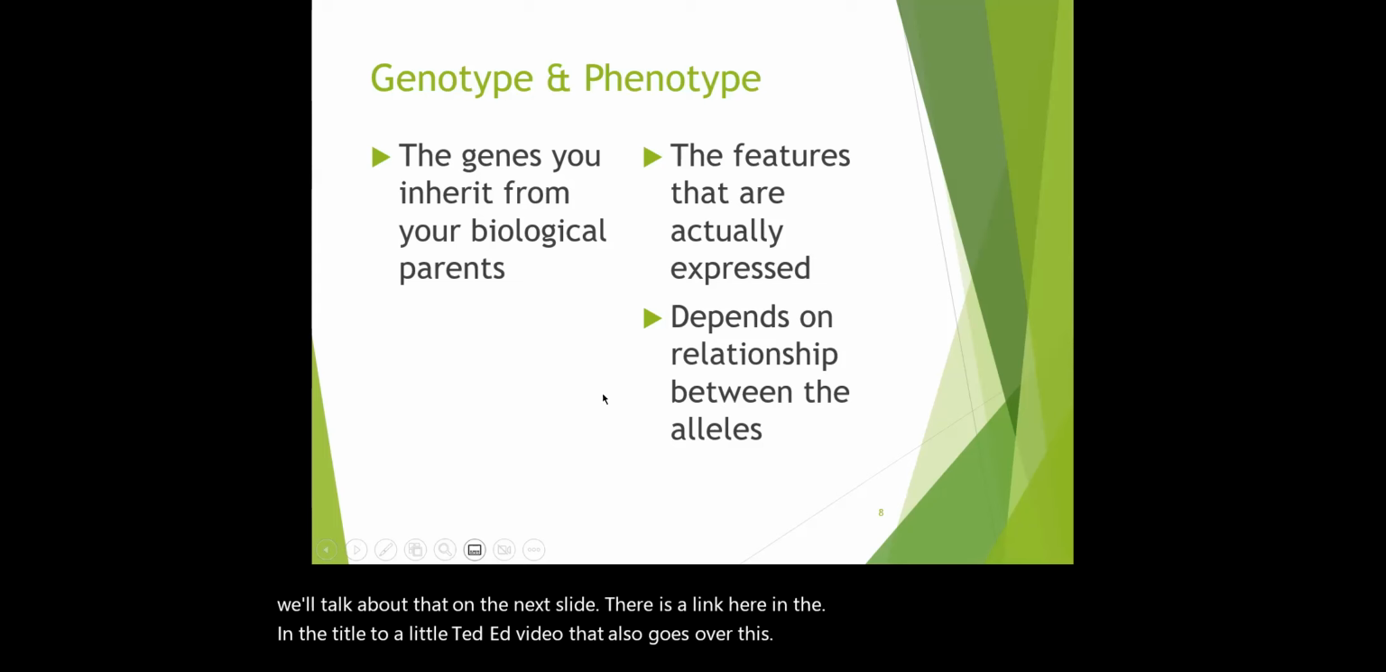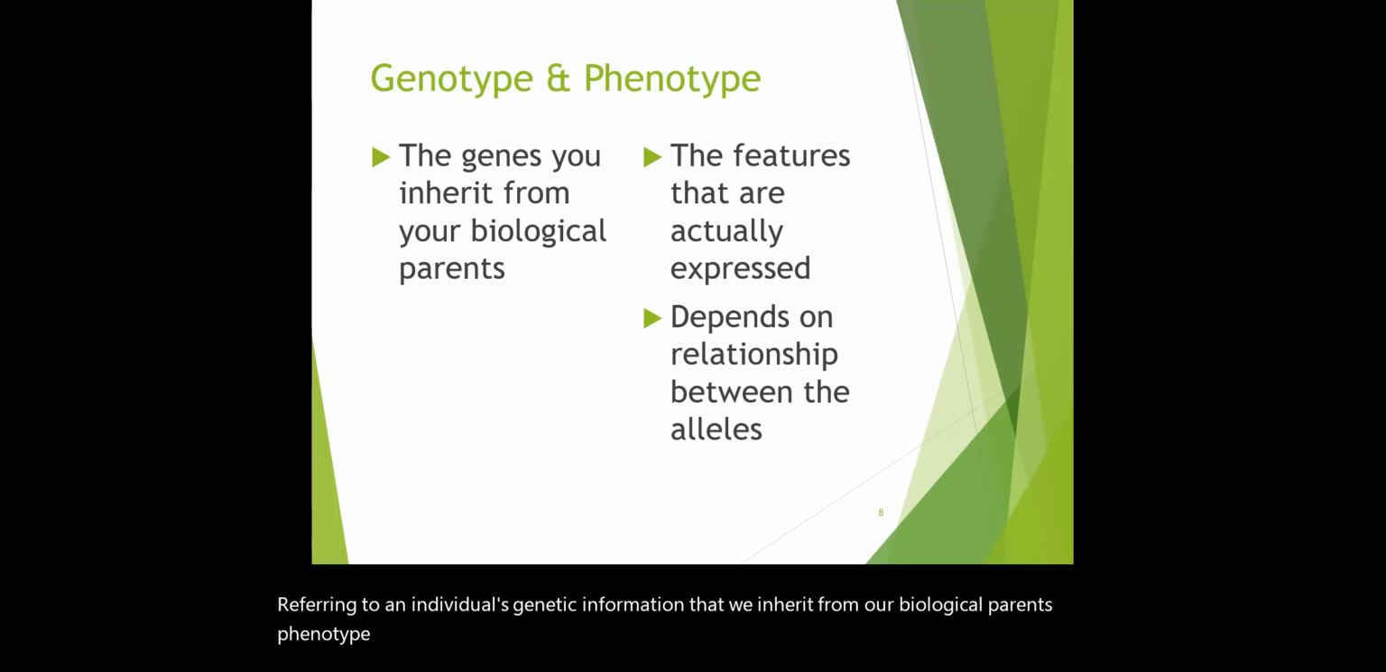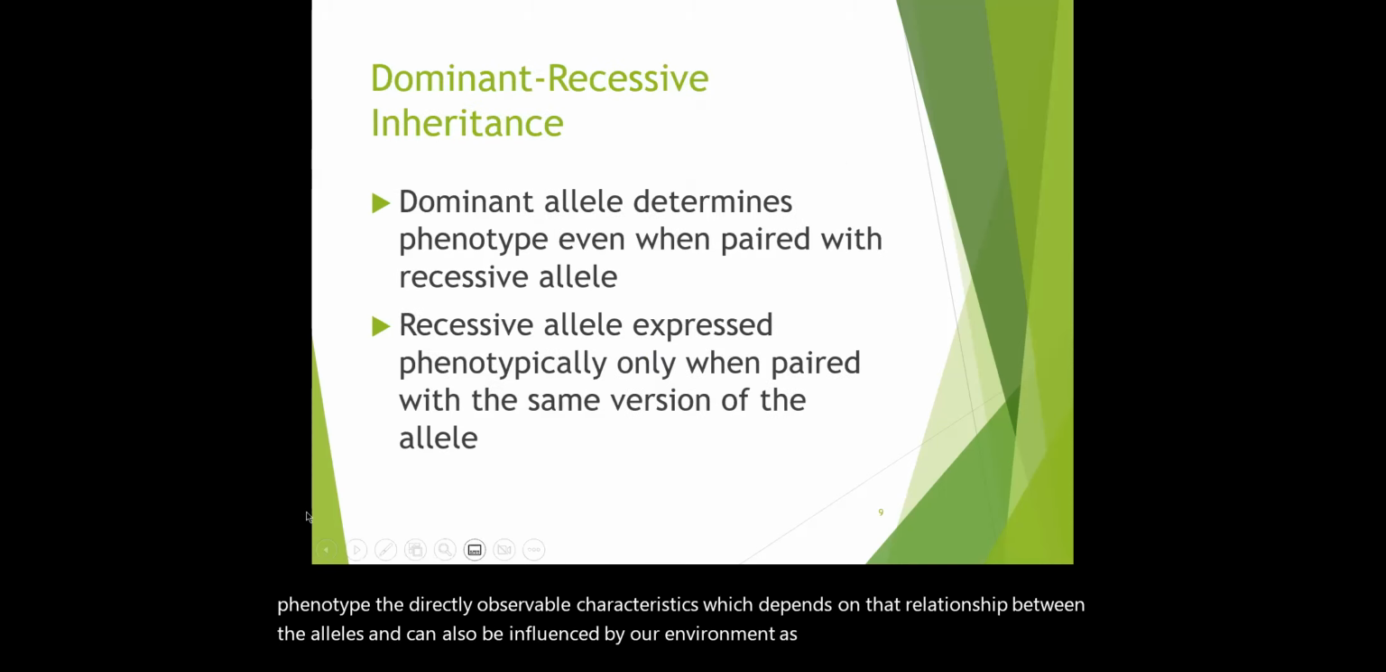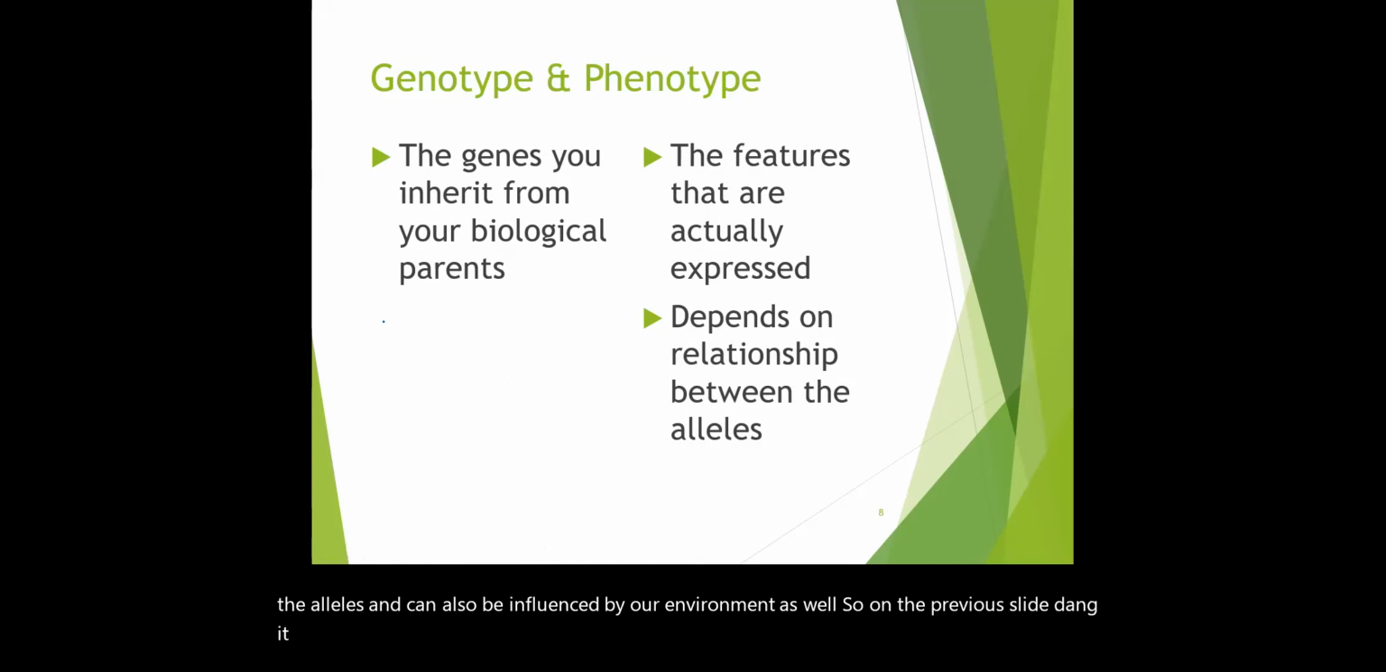So genotype and phenotype. Genotype refers to an individual's genetic information that we inherit from our biological parents. Phenotype is the directly observable characteristics, which depends on that relationship between the alleles and can also be influenced by our environment as well. So on the previous slide, I wrote brunette hair with a capital B, and that was on purpose.